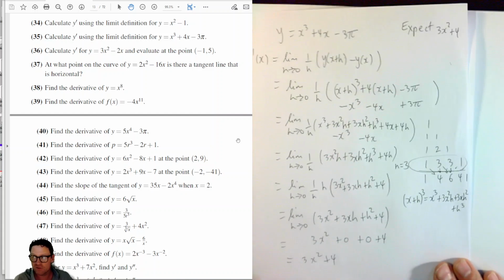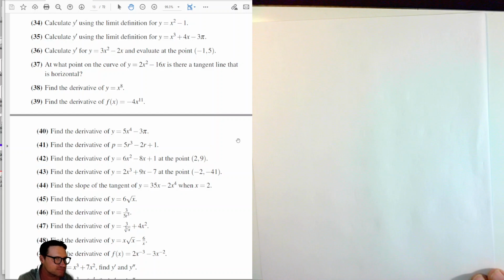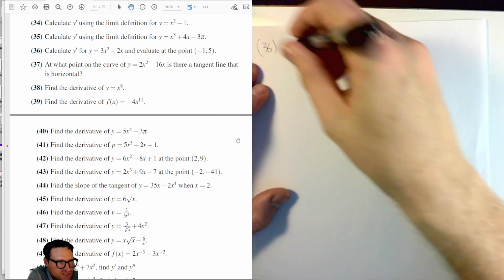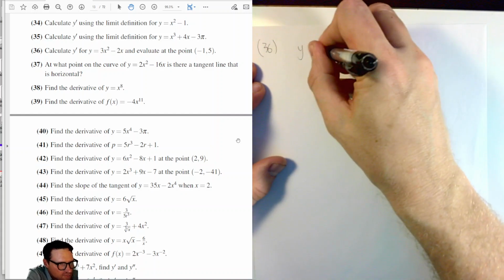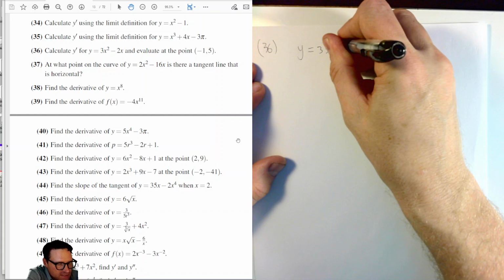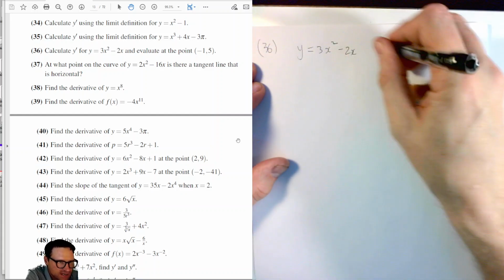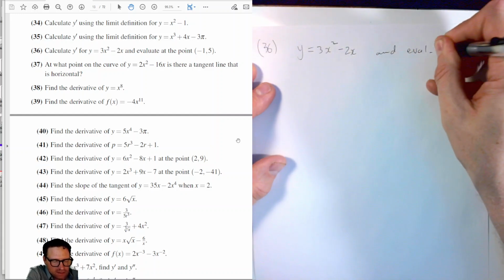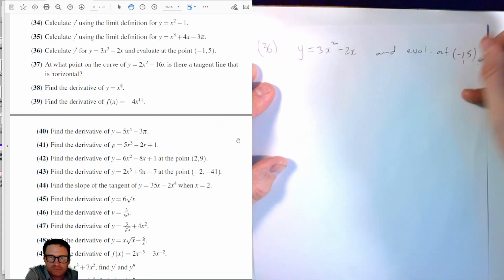Okay, good. Let's move on to the next one, question 36, which says: for the curve y equals 3x squared minus 2x, calculate y dash, and evaluate at the point (minus 1, 5).